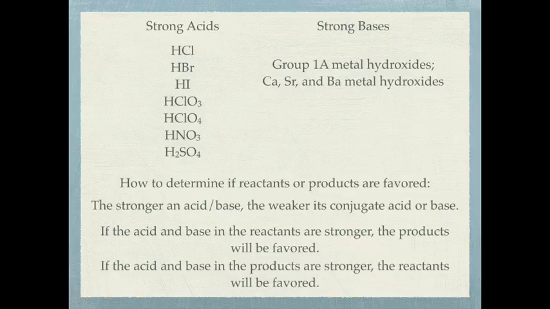In contrast, if your acid and your base in the products are stronger, meaning the conjugate acid and base are stronger than the acid and base themselves, what that means is that the reactants themselves are going to be favored. So the equilibrium will favor the left-hand side.